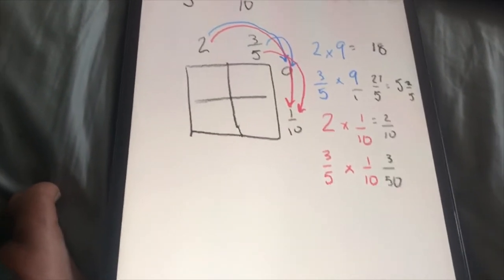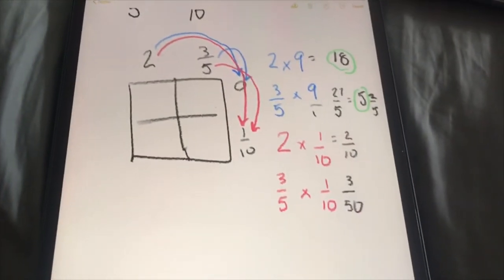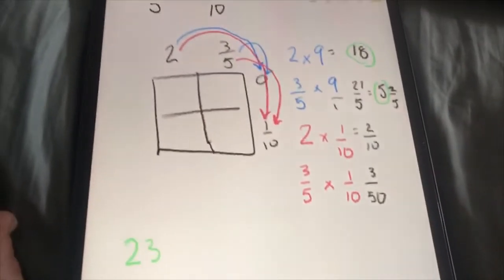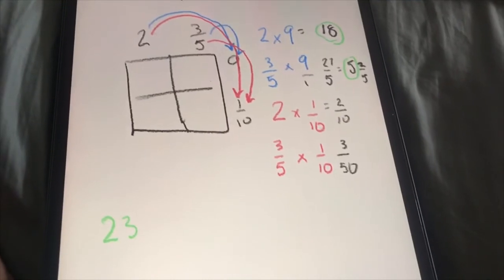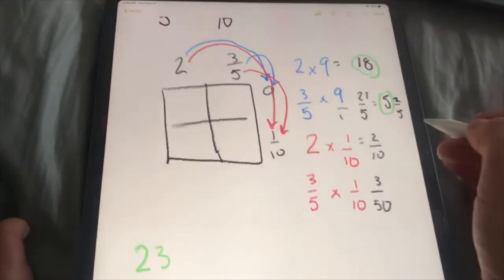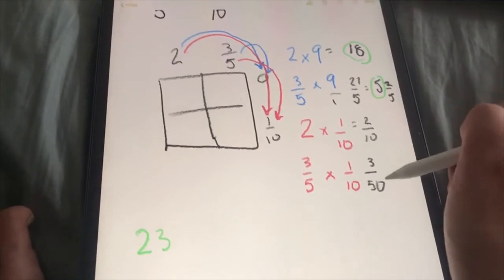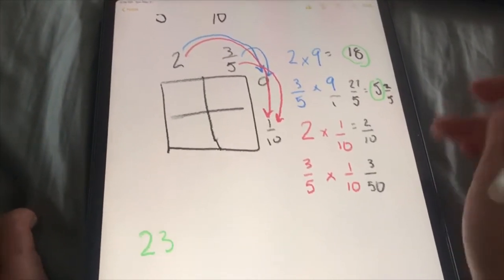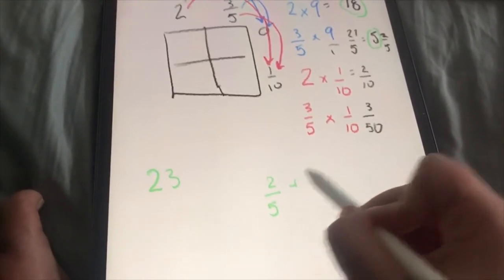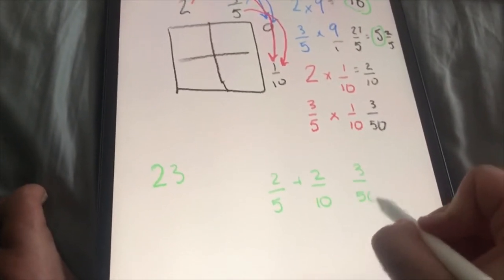So what I'm first gonna do is I'm first gonna go ahead and add up my whole numbers here, okay? Because I just like to get those guys out of the way. And when I do that, I get 23, okay? So now I have to add up 2/5, 2/10, and 3/50ths. So I have to think about a common denominator that they have between them, okay?